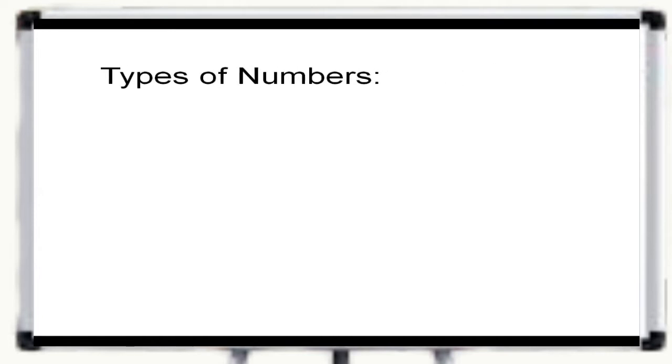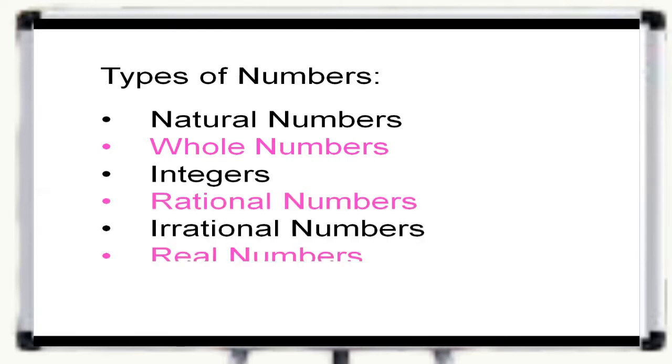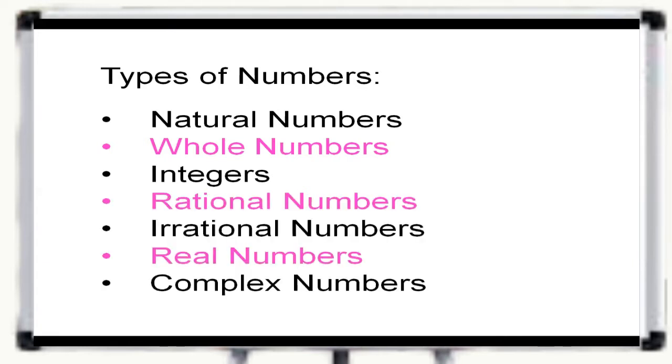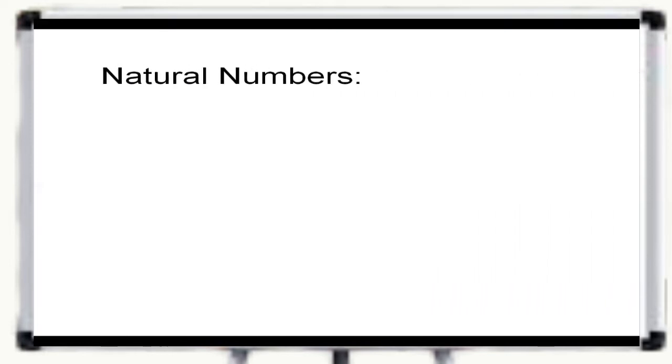Already you know about types of numbers. Once again, remember, those are natural numbers, whole numbers, integers, rational numbers, irrational numbers, real numbers, complex numbers. Natural numbers, whole numbers, integers, rational numbers, irrational numbers, these are combinedly called real numbers. So first we learn about natural numbers.